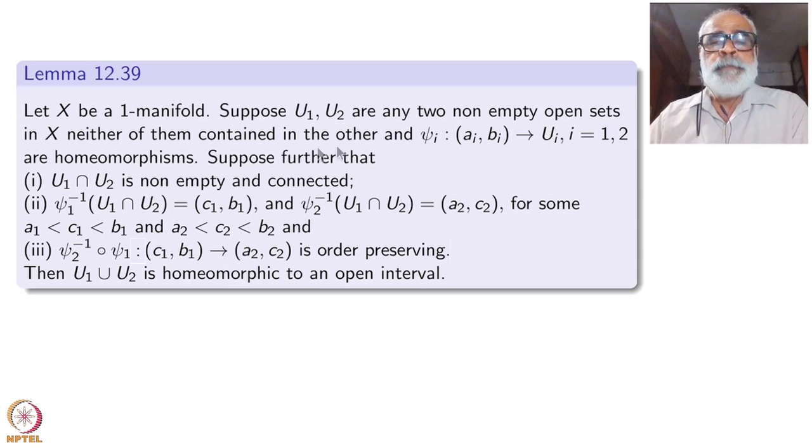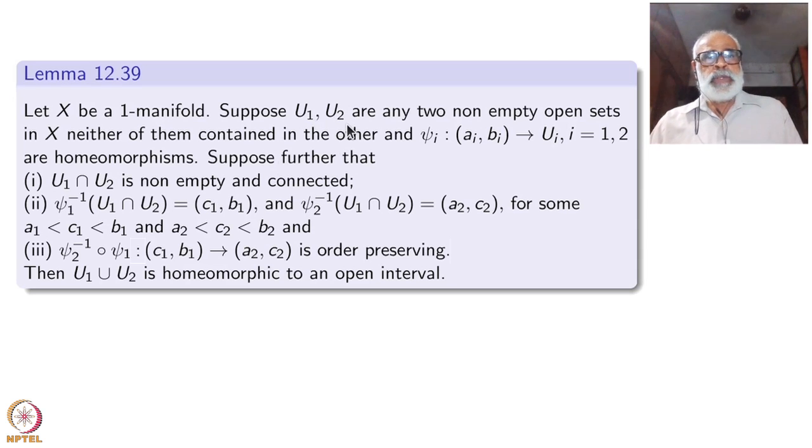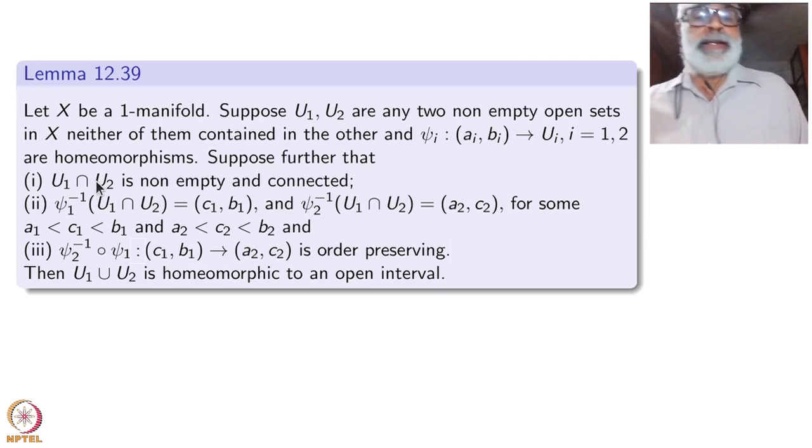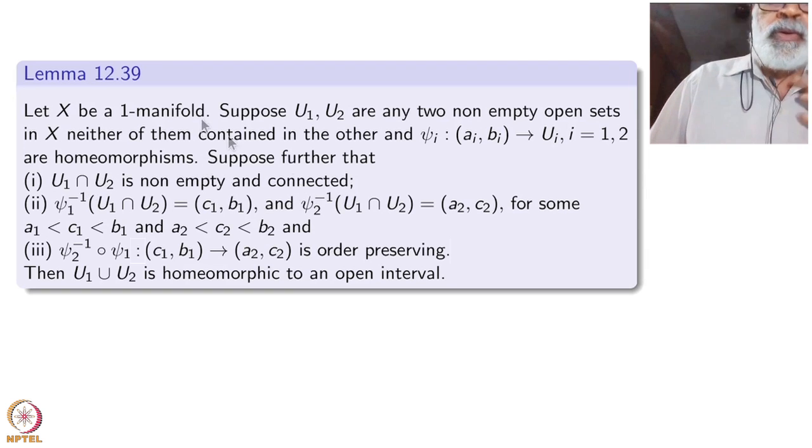Take the case wherein U1 and U2 are proper, neither contained in the other, and they intersect also. And choose open intervals (a_i, b_i) and homeomorphisms psi_i from (a_i, b_i) to U_i. Suppose further that the intersection is non-empty and connected. This connectedness is the biggest hypothesis here, right? Non-empty we would like to have anyway.